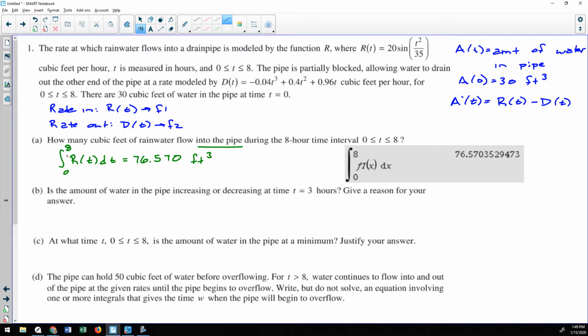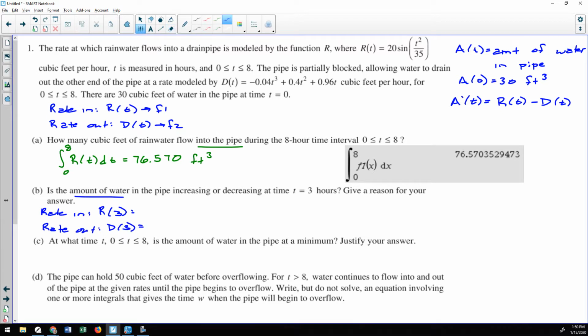The first way, and this is probably the way it is worked out if you look up the official College Board solutions, but the overall amount of water in the pipe will depend on both the rate in and the rate out. So what we could do is find the rate that water is going in at this time, which is 3, so I could find R of 3, and then I could find the rate that water is leaving, D of 3. And we could simply compare their values.